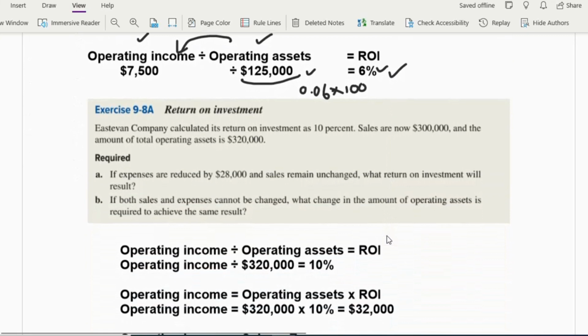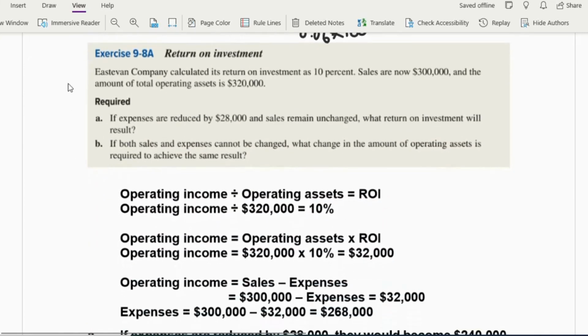Moving on towards the next exercise, Eastman Company calculated its return on investment as 10%. So they already calculated their ROI, that is 10%. Sales are now $300,000, and the amount of total operating assets is $320,000. Now the requirements are, if expenses are reduced by $28,000 and sales remains unchanged, what return on investment will result?